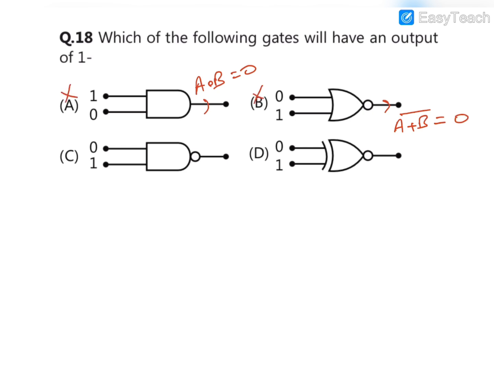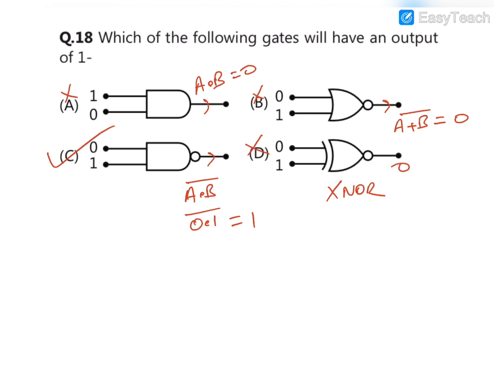Now in the third case, it is a NAND gate, so it is (A dot B) bar. So this is (0 dot 1) bar. So 0 dot 1 is 0 and its bar will be 1. So it is the correct answer. And this is the XNOR gate. So in the XNOR gate, we know that if both the inputs are different, then the output is 0. So this is also incorrect.